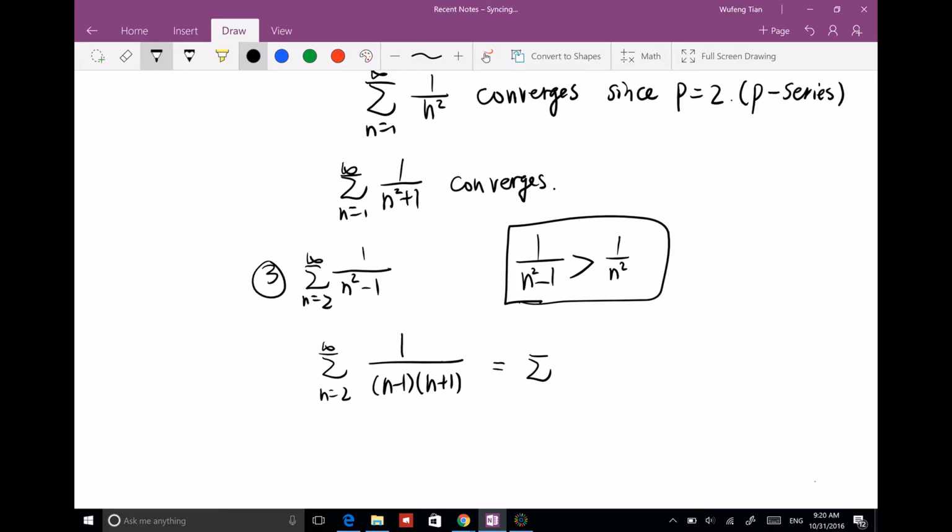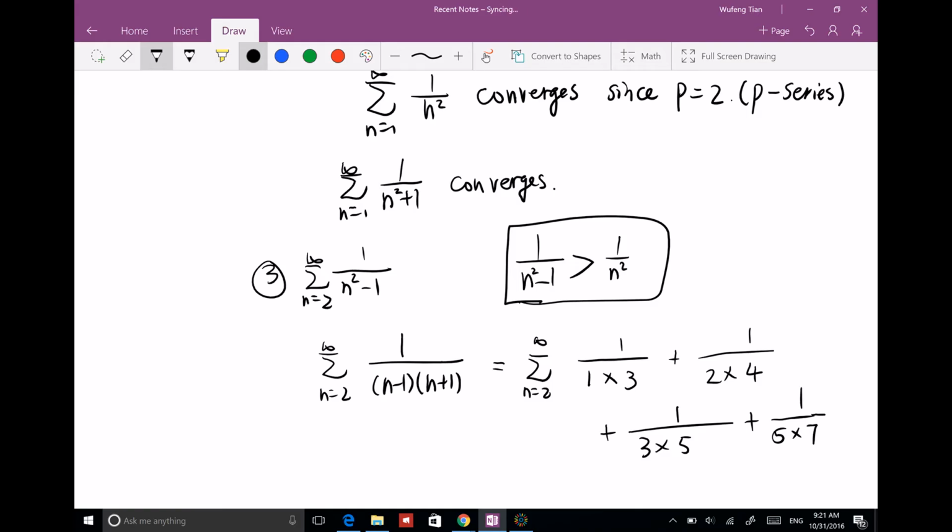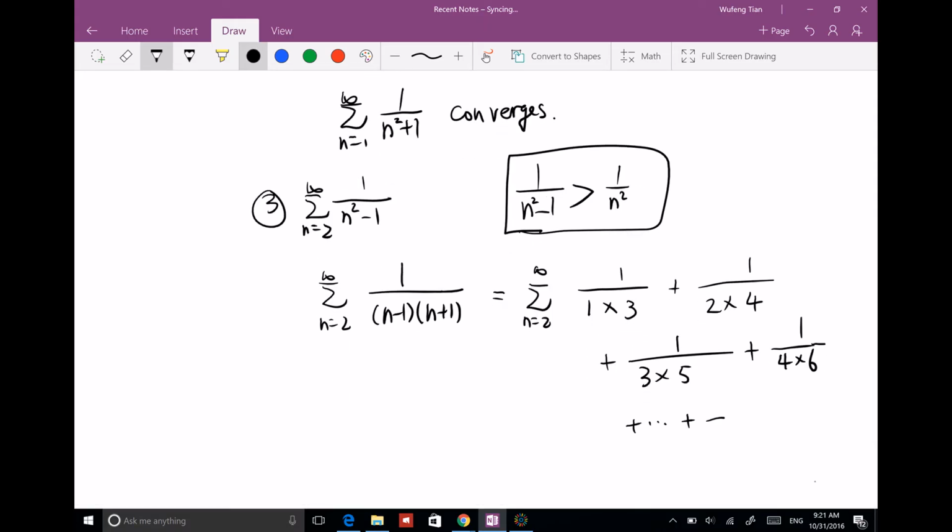This will equal the sum from n equals 2 to infinity. The first one is 1 times 3. Plus the second one, 2 times 4. And plus 3 times 5. Plus 4 times 6. Okay, does this one work?